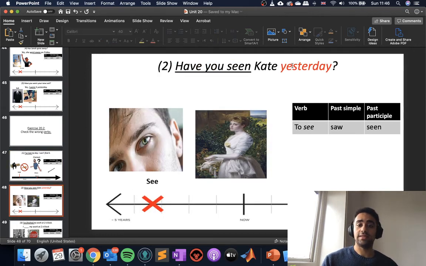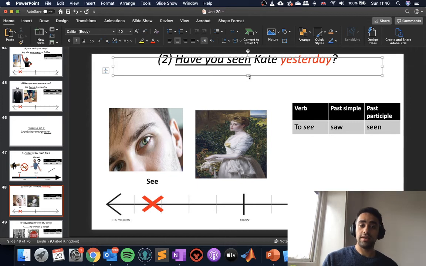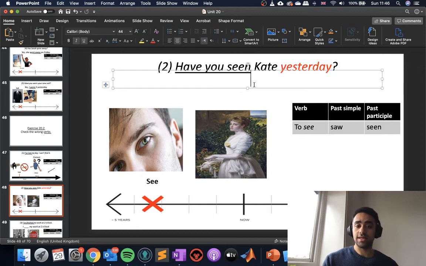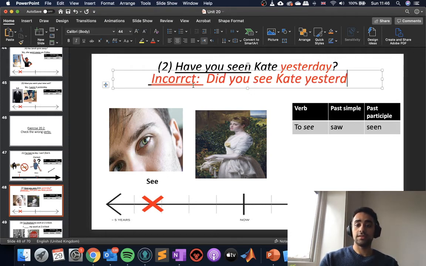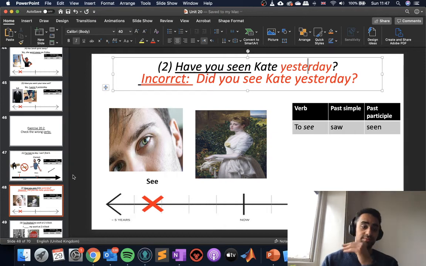Have you seen Kate yesterday? Here, yesterday is something specific. So this is incorrect because it's something specific in the past. And the correct version will be, did you see Kate yesterday? So instead of present perfect, it should be in the past simple because it's yesterday. It's something specific.